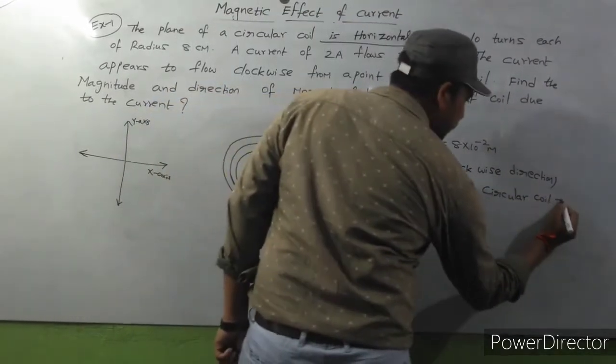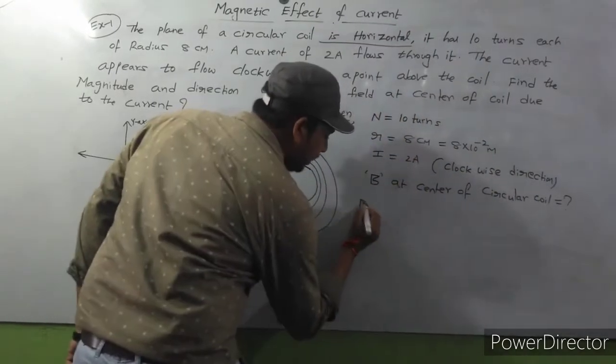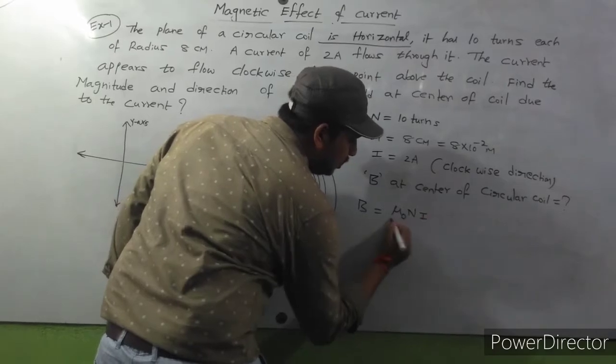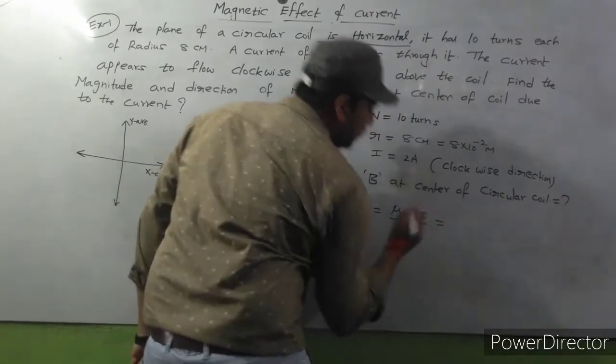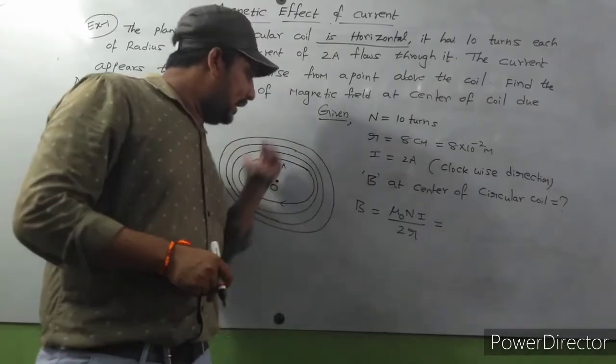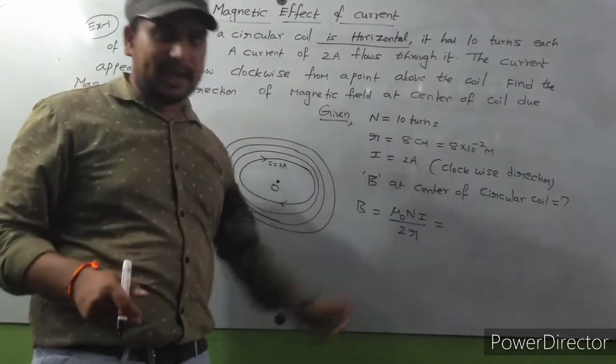So we need to find the magnetic field. How to find that? The magnetic field formula due to a circular coil is mu naught N I by 2R. For a single circular loop it is mu naught I by 2R. Here N number of loops are there, that's why mu naught N I by 2R.